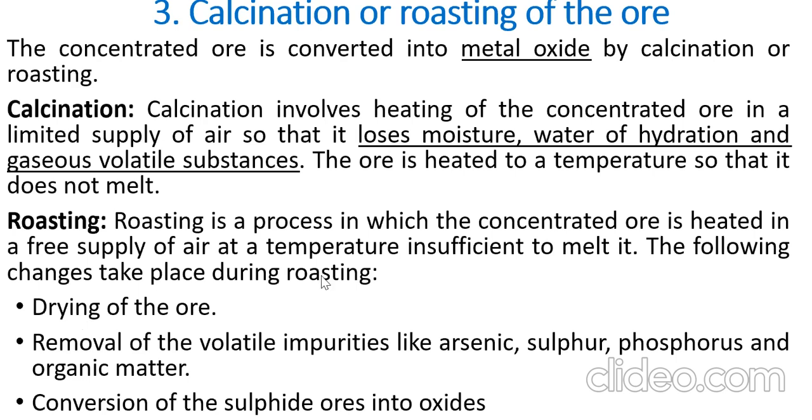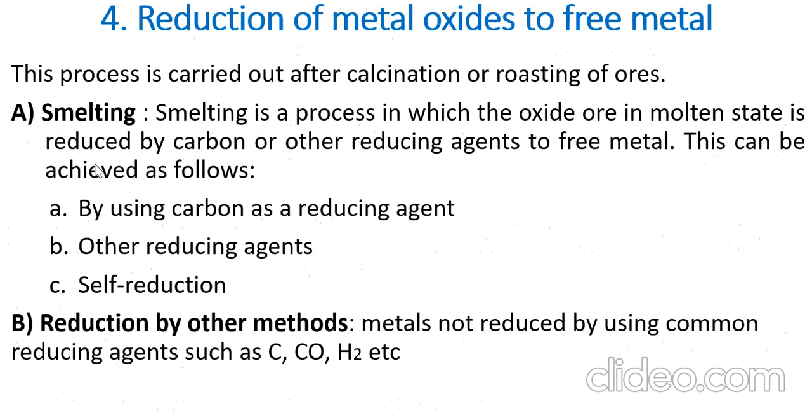The following changes take place during roasting: drying of the ore. So here the ore is dried, removal of volatile impurities, and conversion of sulfide ores into what? Oxide. So in both cases, the metal is oxidized, right? In the same way, impurities are removed. So the next stage is, because in the third stage the metal is oxidized, it means you have to reduce it, because we don't want to have metallic oxide as our metal. We want a pure metal.